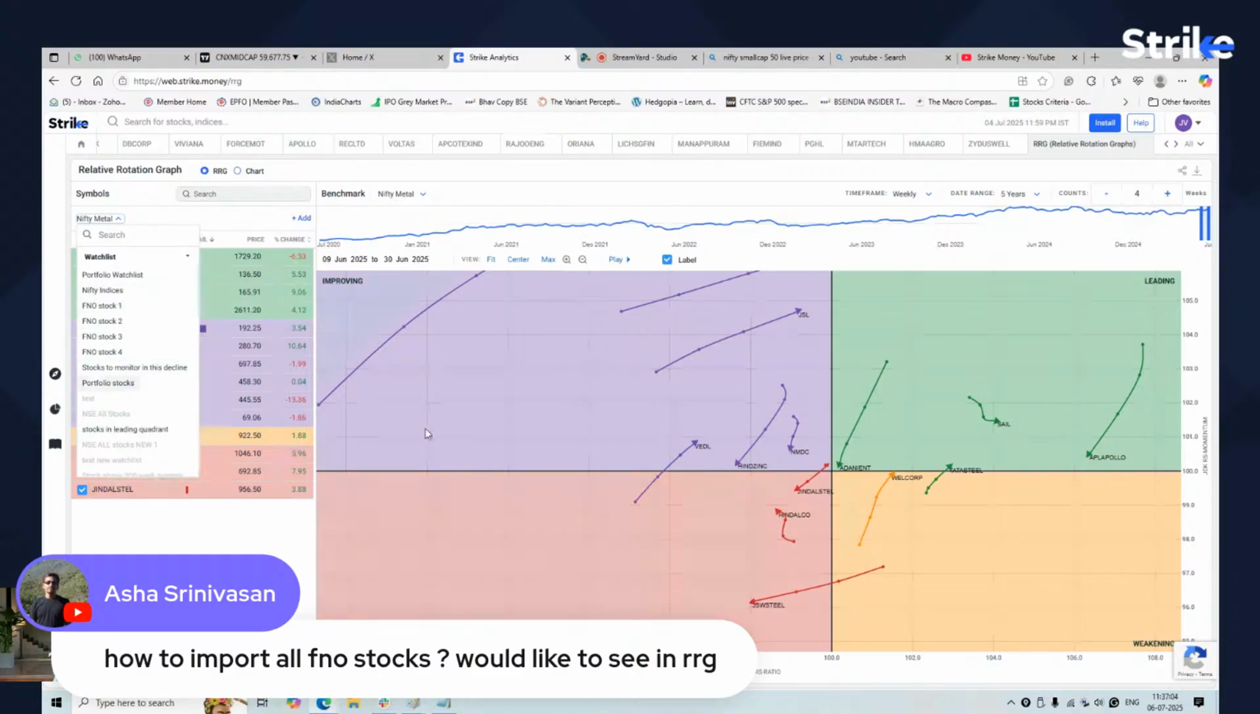I'm not sure if we are able to do that or not, because it is taking a lot of loading time, and it might make the system slow also. So we are trying for that. If we are able to do that, then maybe in 3 watch lists you will be able to see all the FNO stocks.